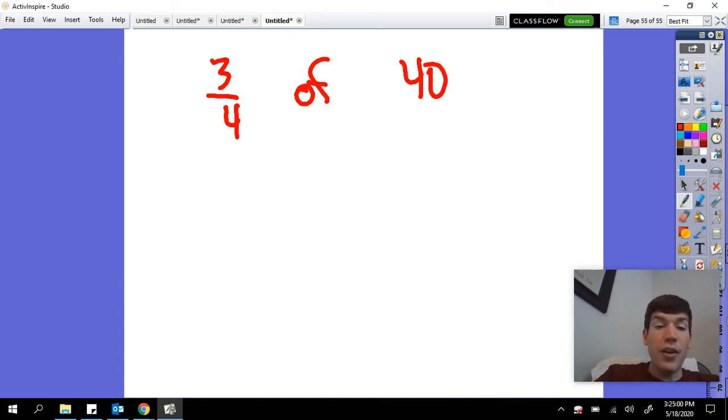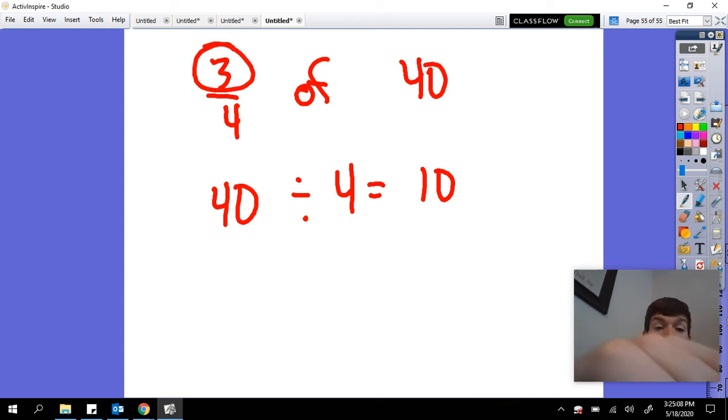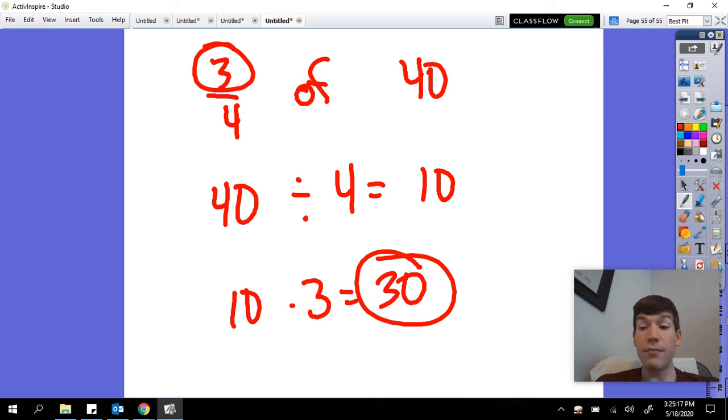Now, if I were looking at a problem that looked like 3/4 of 40, basically do it the same way. You think, well, if I split 40 into four groups, each of those groups are going to have 10. But if I'm looking at three groups, I'm just going to do 10 times 3, which is 30. So if I'm looking at 3/4 of 40, then that's just 30.